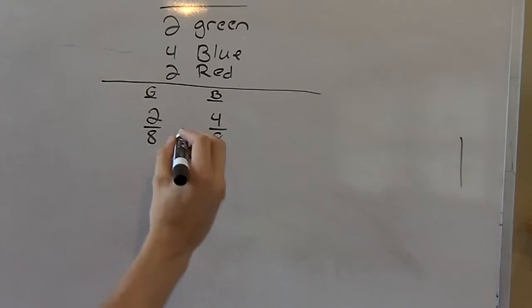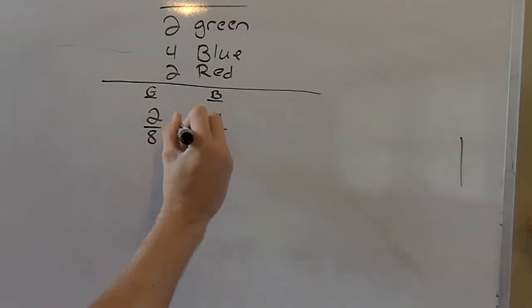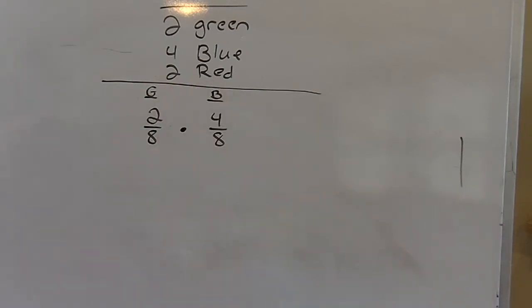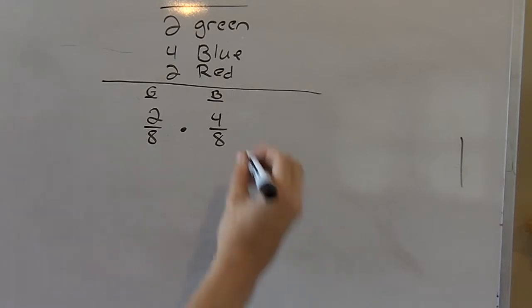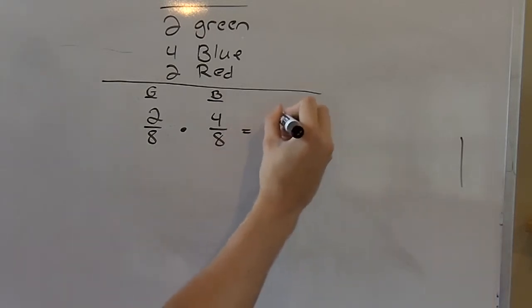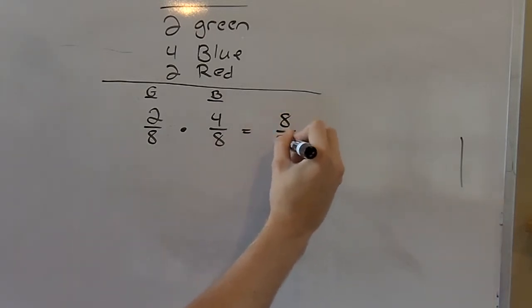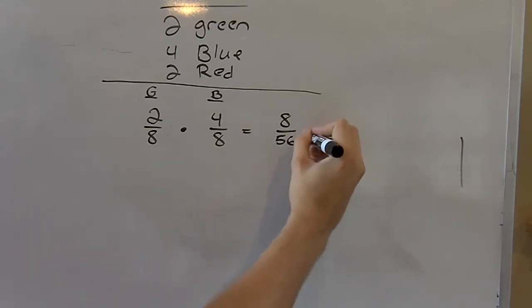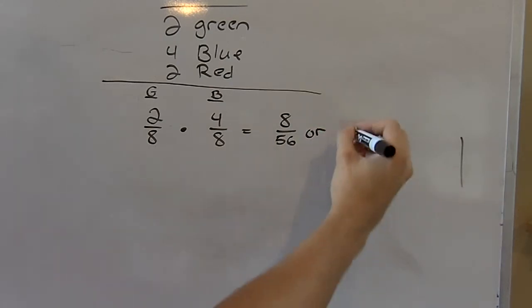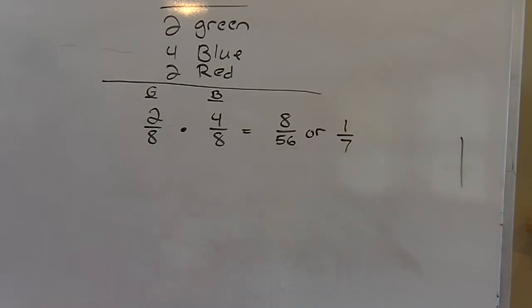At this point, in order to find the probability of that, I would have to multiply these 2 simple probabilities together. And some of us may be asking, why do you multiply those 2 things together? And we would end up getting an 8 out of 56 chance. Or, if you reduce it, it becomes a 1 in 7 chance.